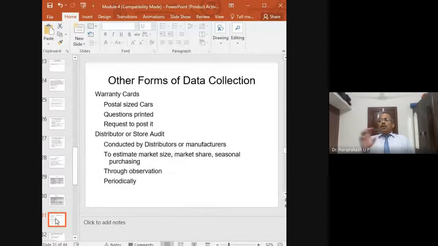Every week they will go and visit and see what is the quantity of the product that is being sold, what is the quantity of product that is being purchased. So all this data they will collect through observation only, and it is done periodically. Every week they may collect, every month they will collect, maybe for 1 year, maybe for 2 years they will collect. So that is called a store audit.